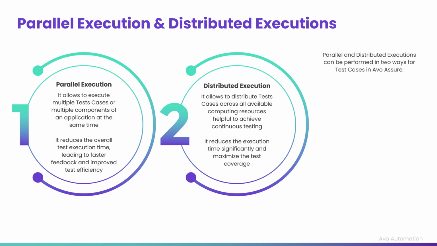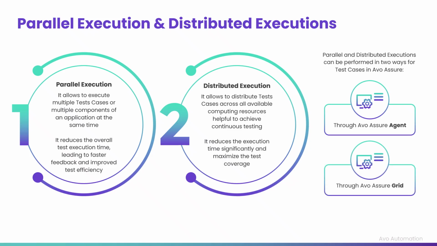Avo Assure allows users to either utilize an Avo agent or an Avo grid to facilitate parallel and distributed test execution. It is very important to ensure that all the test cases to be executed via an agent or grid are in one execution list in the sequence you want them to be executed in. Let's learn more about each.